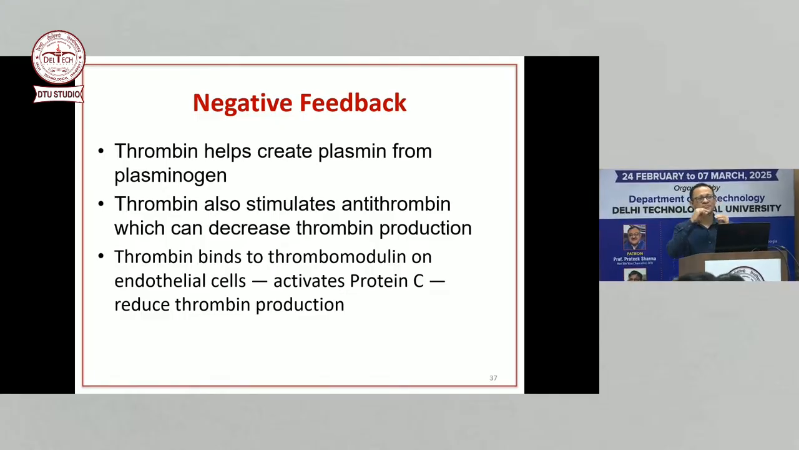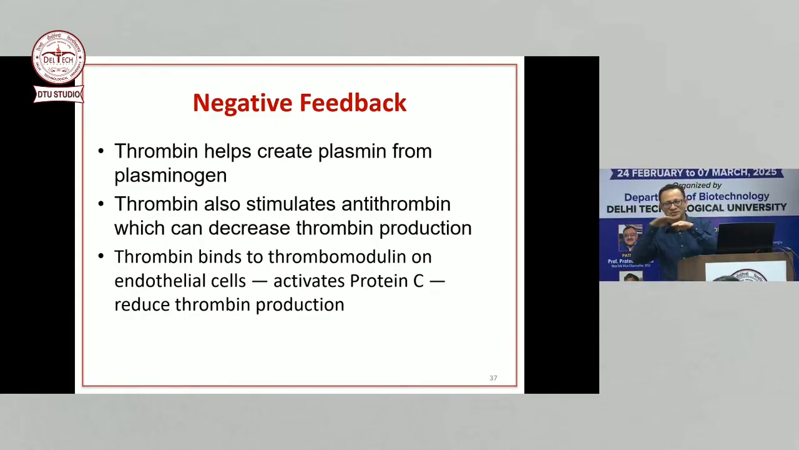So it's so cool. Thrombin is binding to thrombomodulin on endothelial cells, which is activating protein C, which is actually hurting thrombin production. Right? So these are the feedback loops that the clotting cascade has to slow down clotting slowly, so that it just doesn't keep going on and on and on.